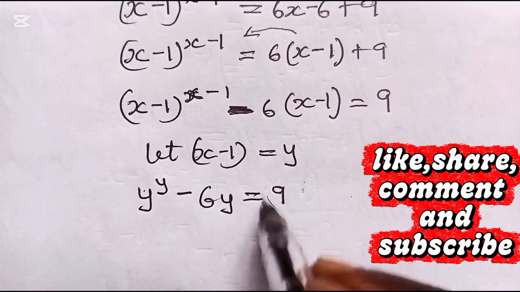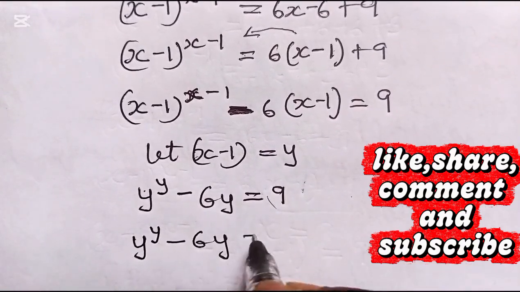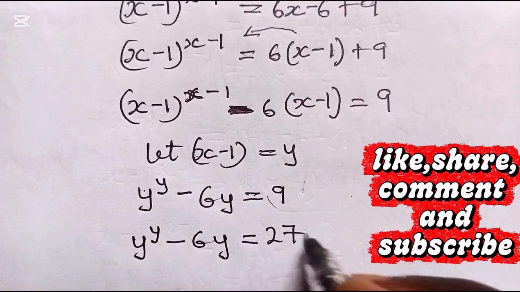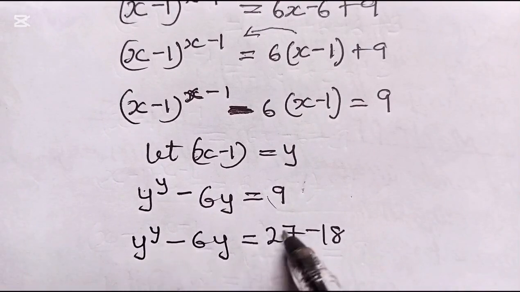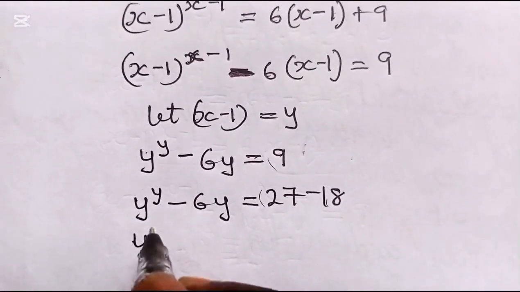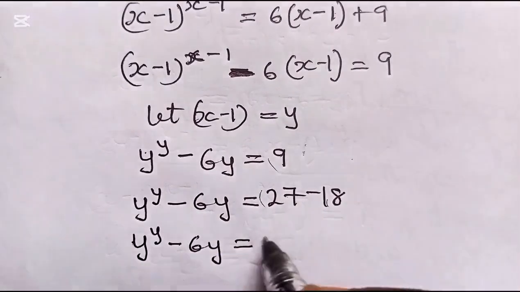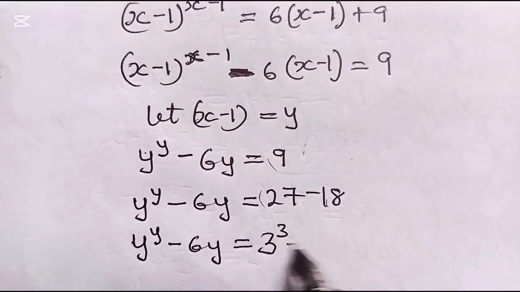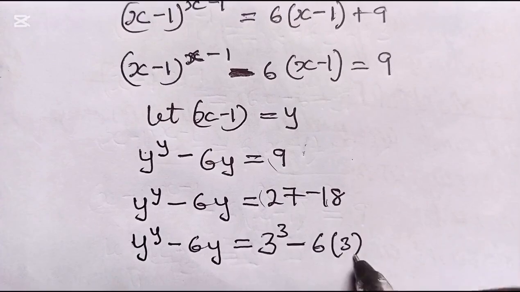So let's write 9 in another form. y^y minus 6y equals to 27 minus 18, so that we can have 27 in this form and 18 also in this form. So we have y^y minus 6y will be equal to 27 written in this form, that will be 3^3, minus 18 in 6y form, that will be 6 times 3.